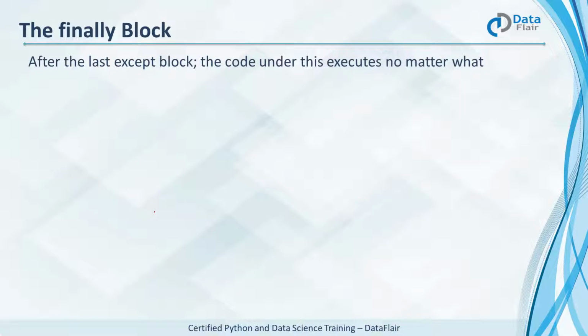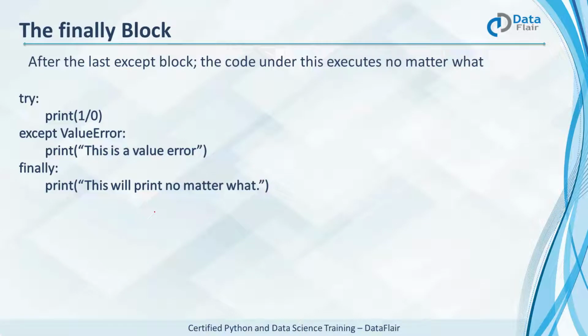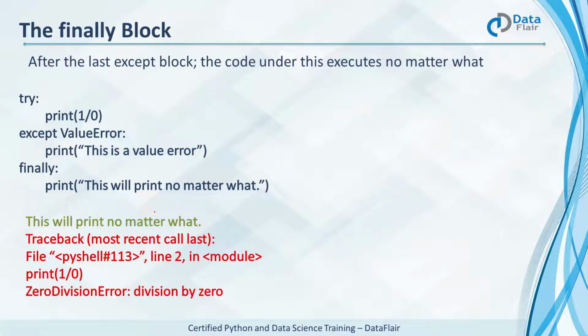What was that finally block in the last example? Well, this one goes after the last except block. Whatever you put in this executes whether there has been an exception or not. This, again, raises a zero division error. In the output, you'll notice that it prints this line in the finally block and then raises a zero division error.